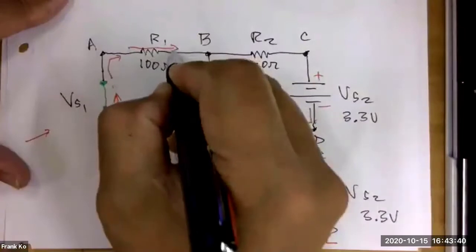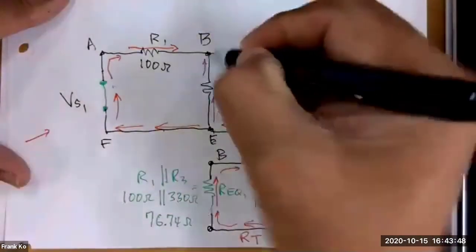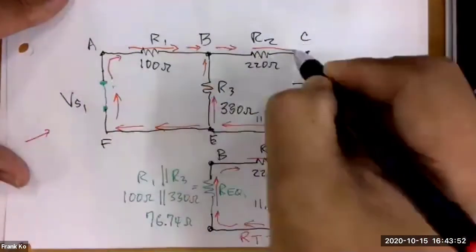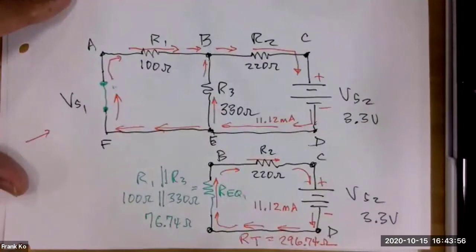So through R1, do I now have a direction of current through R1? Do I now have a direction of current through R3? What happens when these two currents meet at point B? They combine to go back to the source in that fashion. Everybody okay with those directions?